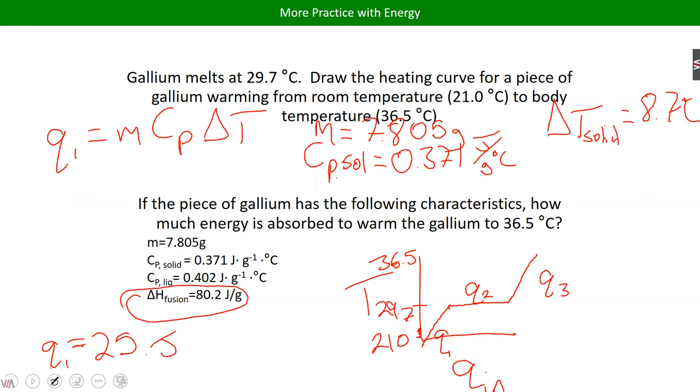So 0.37 times 8, we'll call it 10, that's 3 times. Yeah, that seems like a reasonable number, right? When you look at the size of all the numbers we're talking about.